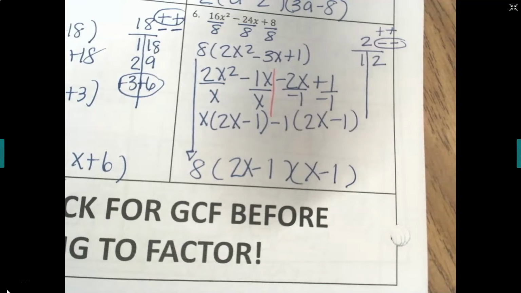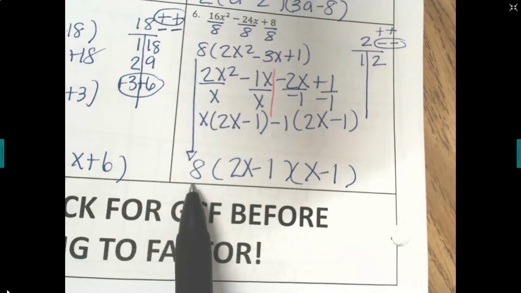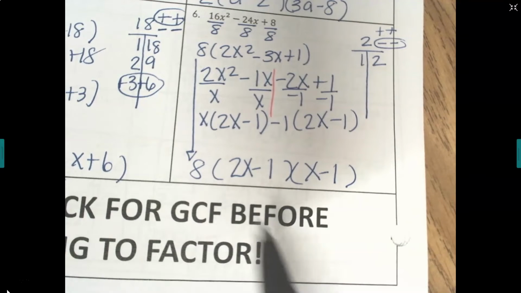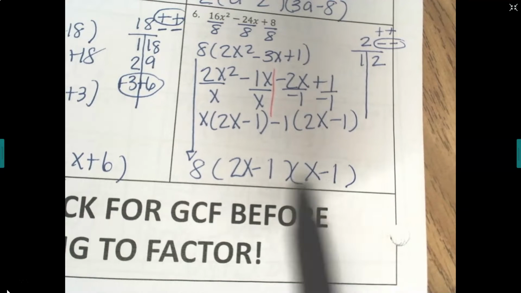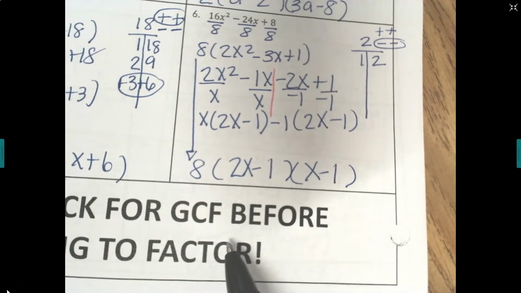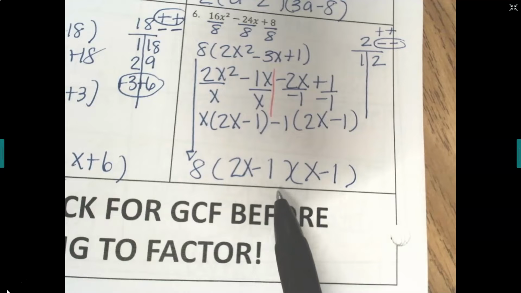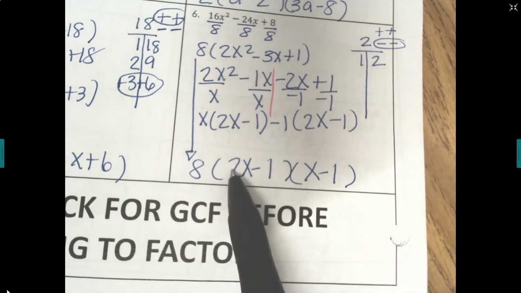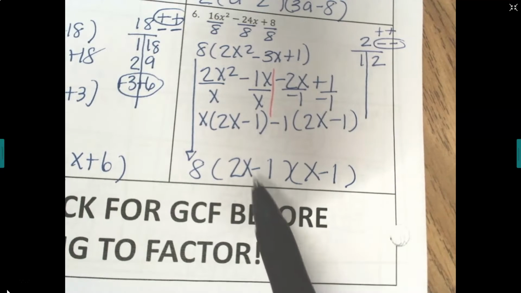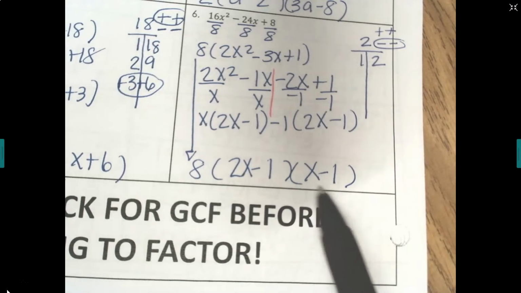Here is our final problem. You can pause the video to check your work, and if you got a different answer, see where you might have had a mistake. Make sure you've got your GCF from the original in the example. Now remember, if you wrote x plus 1 and then 2x minus 1, if you swap the order of the parentheses, that's okay. The order of the parentheses does not matter. What's inside the parentheses has to be the same. It has to be 2x minus 1, and it has to be x minus 1.